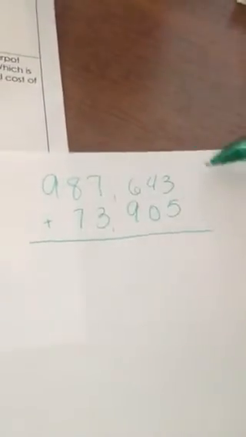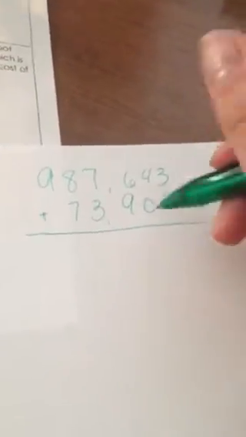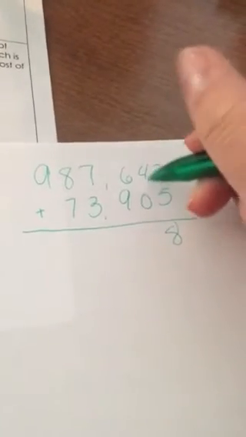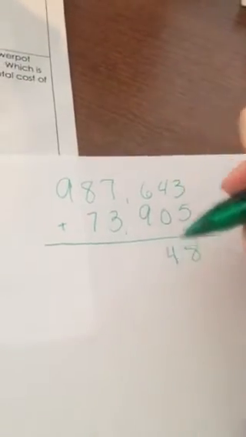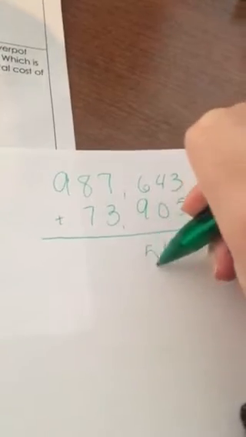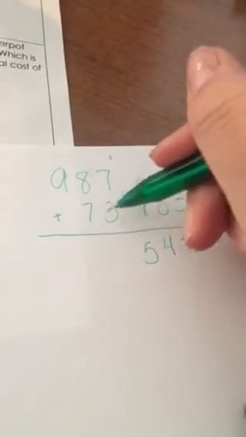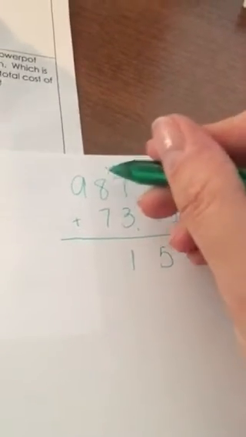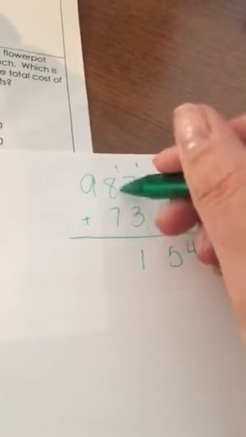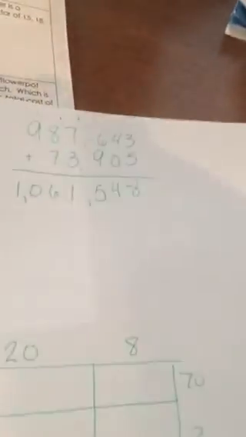So I have my work over here. I know 3 plus 5 is 8. 4 plus 0 is 4. 6 plus 9 is 15. 7 plus 3 is 10, plus 1 more is 11. I'm going to give that 1 to the 7 and give myself a doubles fact. 8 plus 8 is 16, and 9 plus 1 is 10. So this turned into a millions problem.